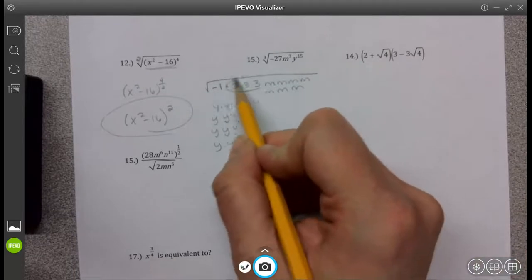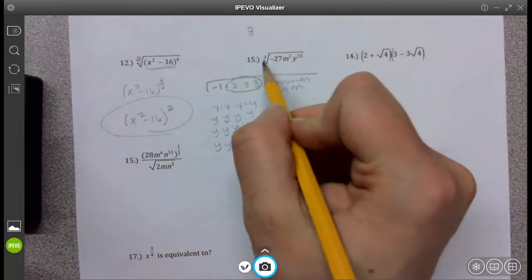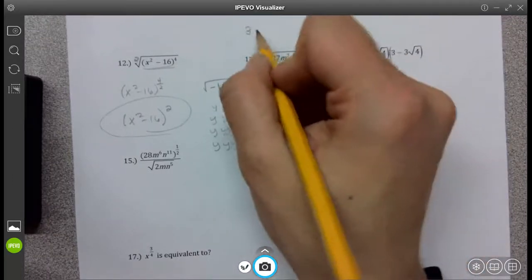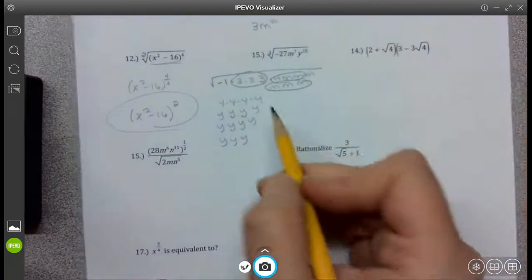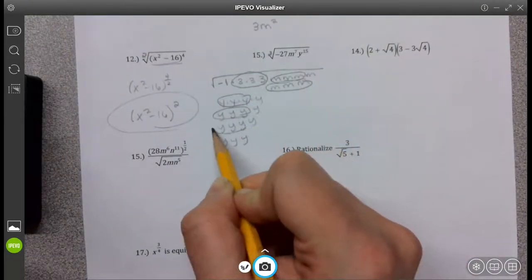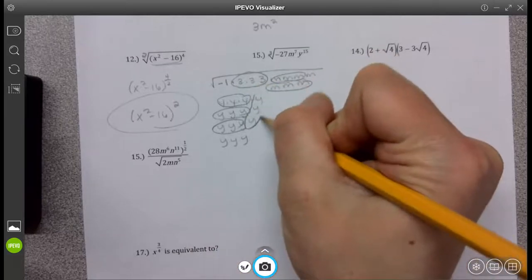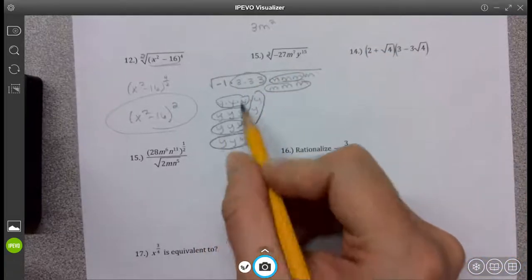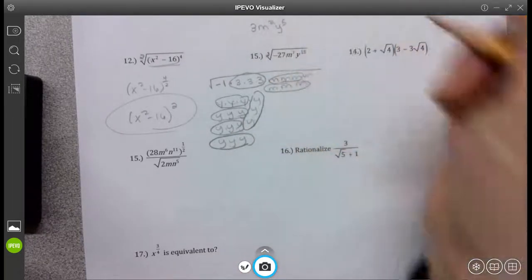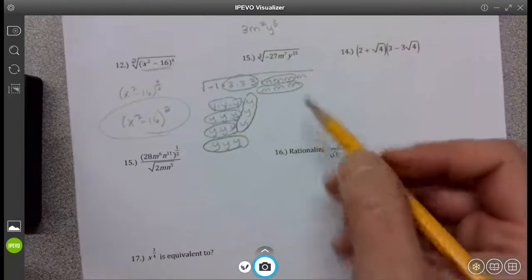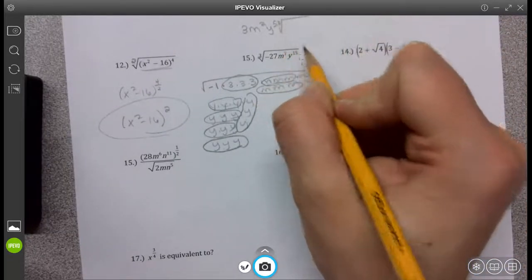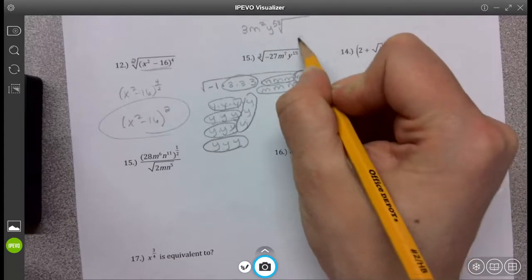Cube root. So we have a 3, take it out. We have to have groups of 3. 3m's, 3m's, so it's m squared. Then the y's in groups of 3, 1, 2, 3, 4, 5. And there's a cube root of m left.